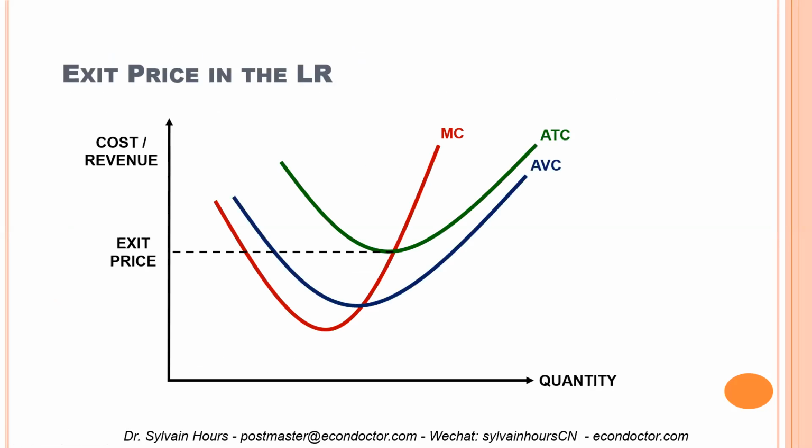Okay, so the exit price in the long run is the minimum of the average total cost, and the shutdown price in the short run is the minimum of the average variable cost.